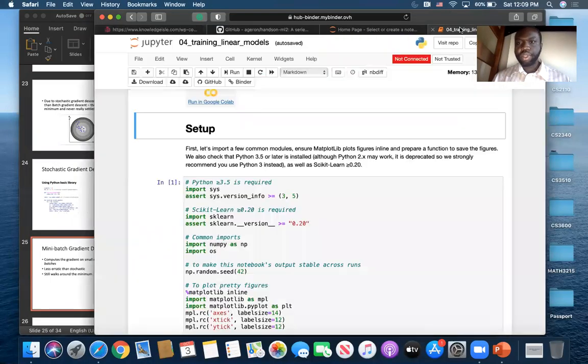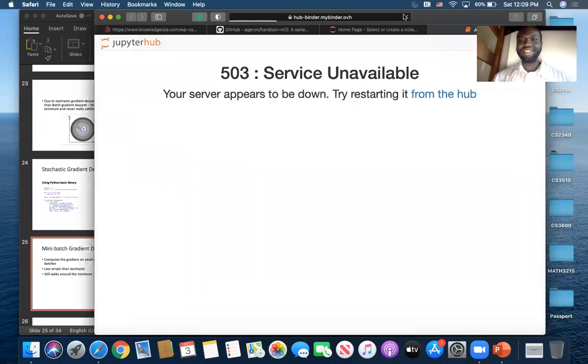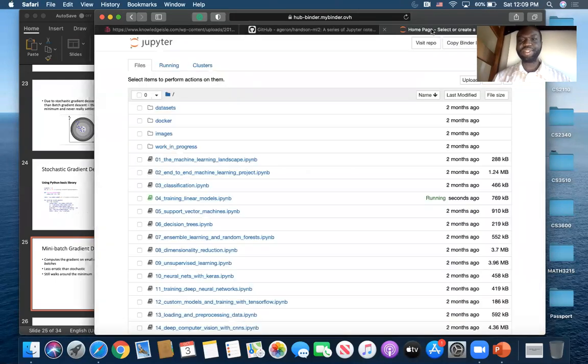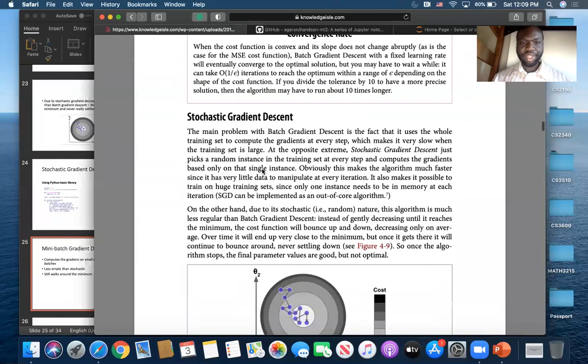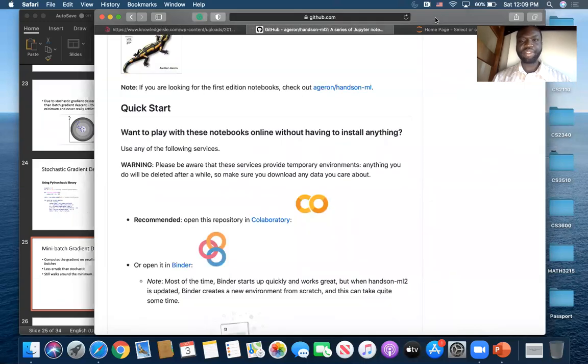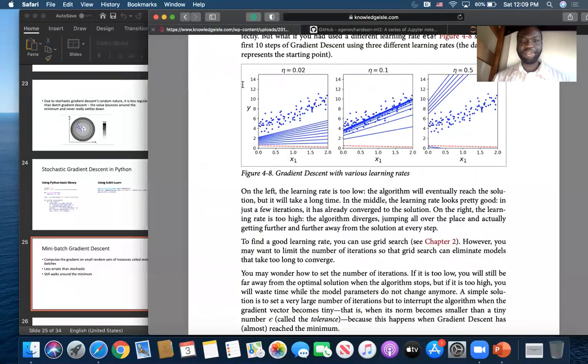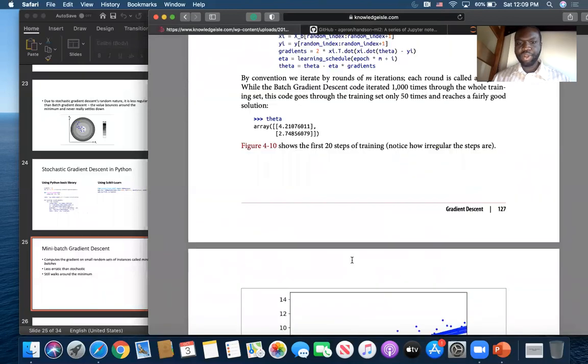Oh shoot, this always happens. I wanted to show an animation of how you can get there, but Binder crashed. I'll get that one after. Does it make sense so far?